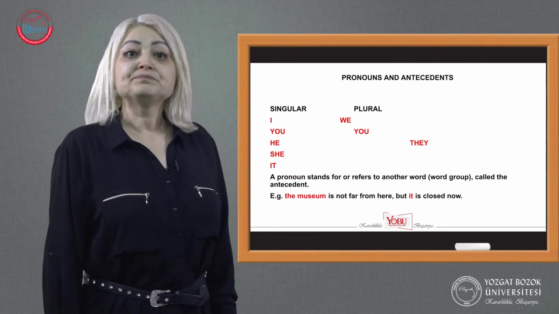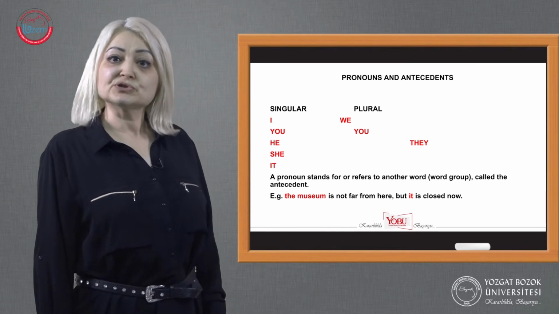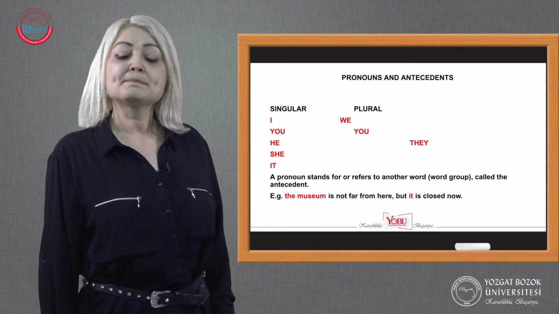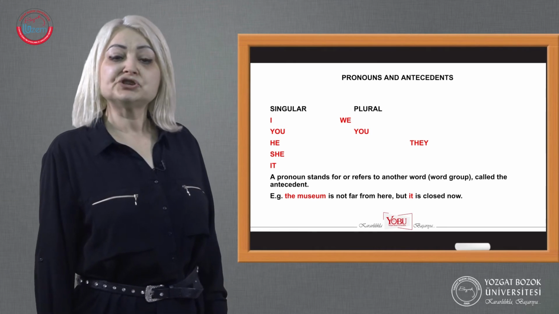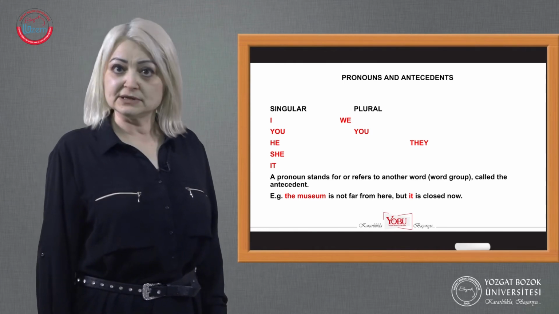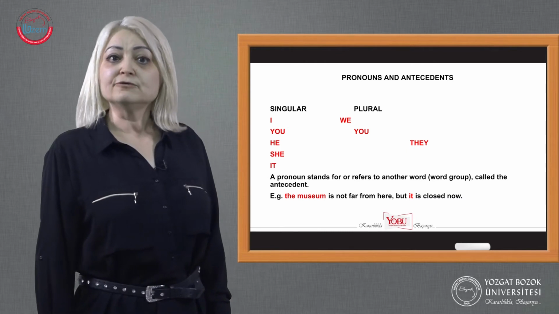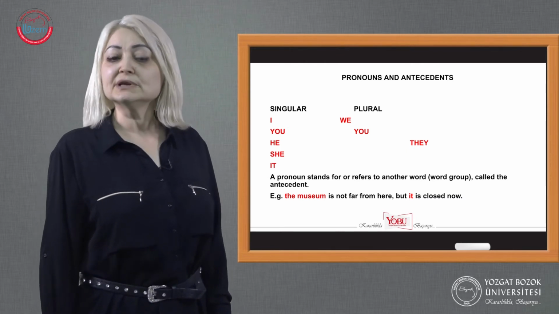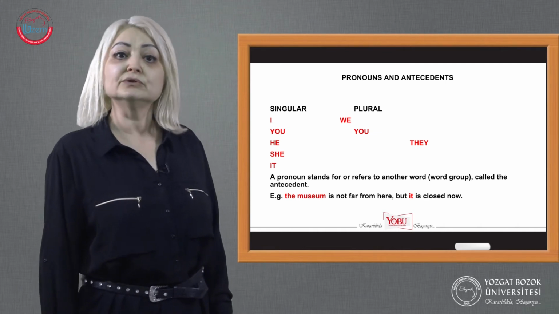Now you can see the list of these personal pronouns. I, you, he, she, it for singular. We, you, they for plural. A pronoun stands for or refers to another word or word group.